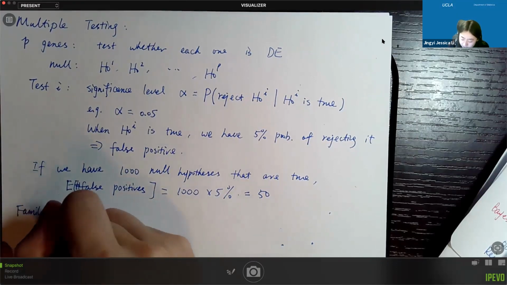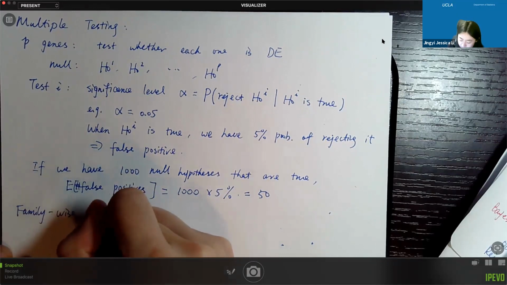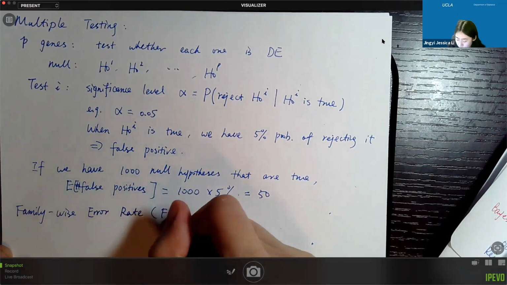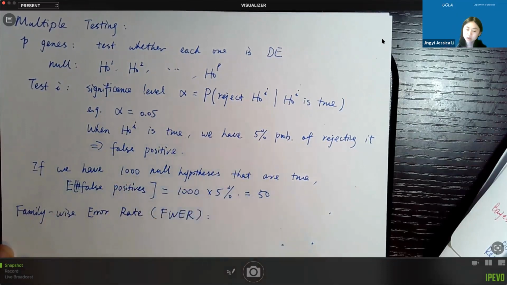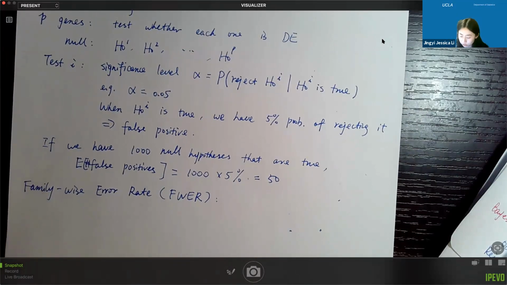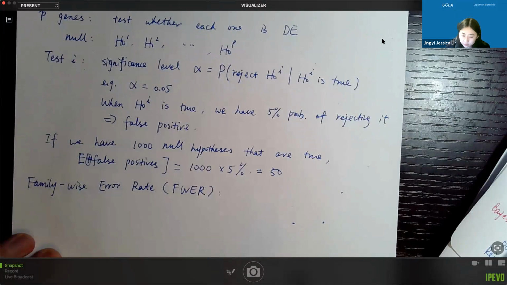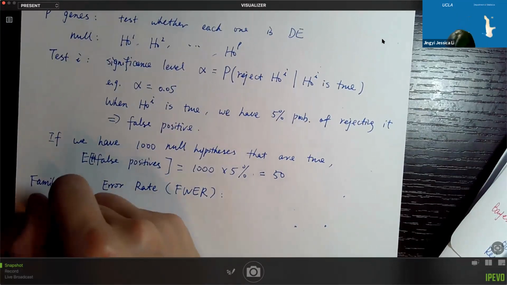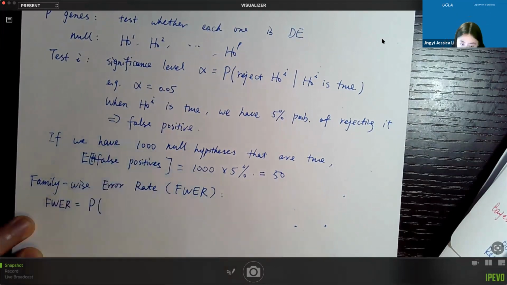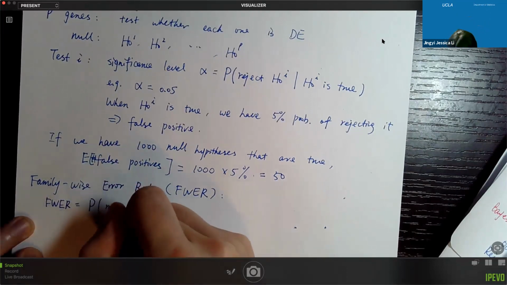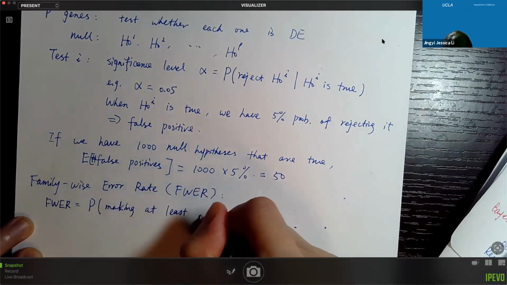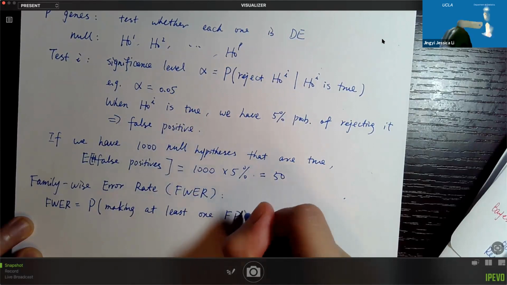Okay, let's first do that. And this definition doesn't have too much to do with the notation, FWER. So the family-wise error rate associated with the decision threshold, which is alpha here, is basically defined as the probability of making at least one false positive.